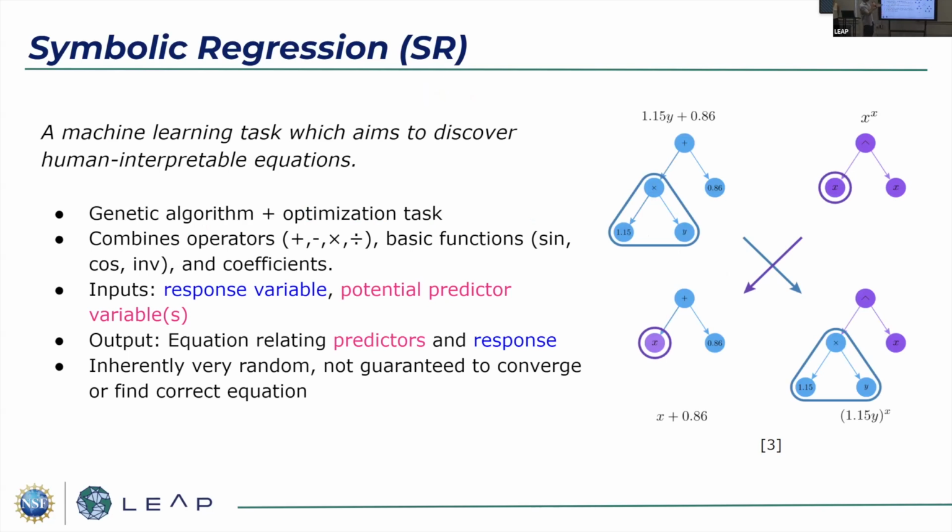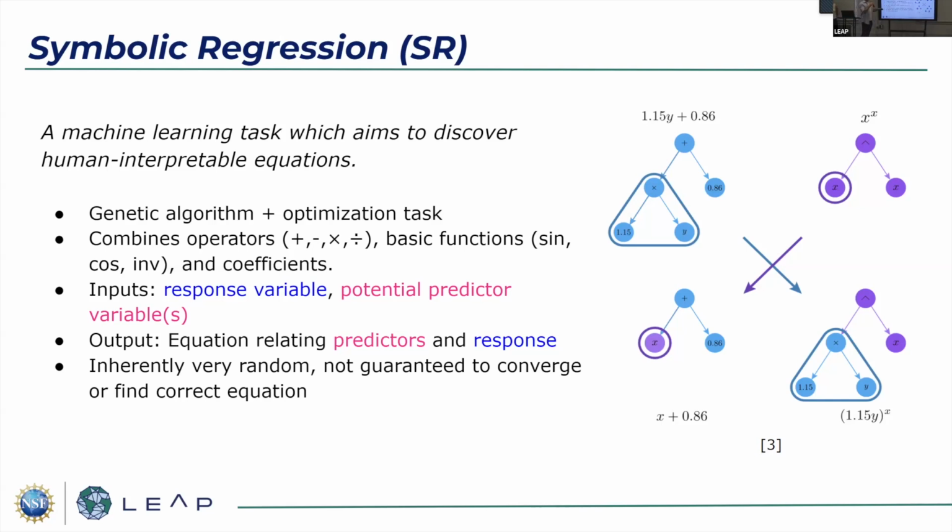So the core of symbolic regression is essentially a genetic algorithm inspired by evolution and an optimization task. It takes in operators like the plus sign and the minus sign, basic functions like trig functions and e to the x, and coefficients, and it optimizes equations. So what you do is you put in multiple inputs. You'll be putting in your response variable, your target, the thing that you want to get, and a number of potential predictor variables which you believe could constitute some form of equation for it.